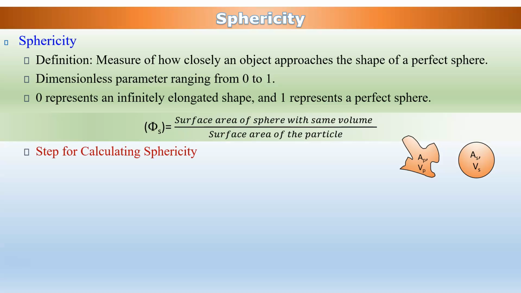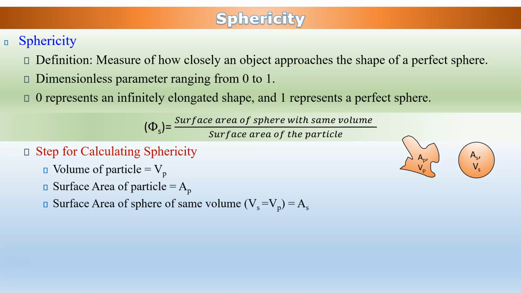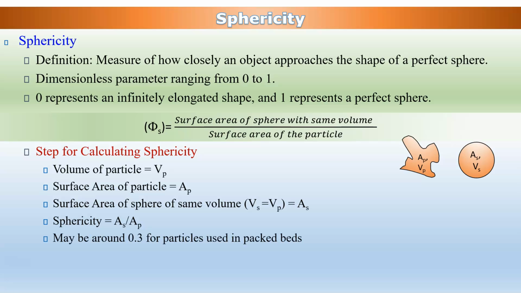Now how do you calculate sphericity? The steps for calculating sphericity: first we have to calculate the volume of the particle, Vp, then the surface area of the particle, that is AP, then the surface area of the sphere of the same volume, meaning Vs is equal to Vp, that gives As. Now we take the ratio As, the surface area of the sphere with the same volume, divided by the surface area of the particle. If we take the ratio, we will get the sphericity.